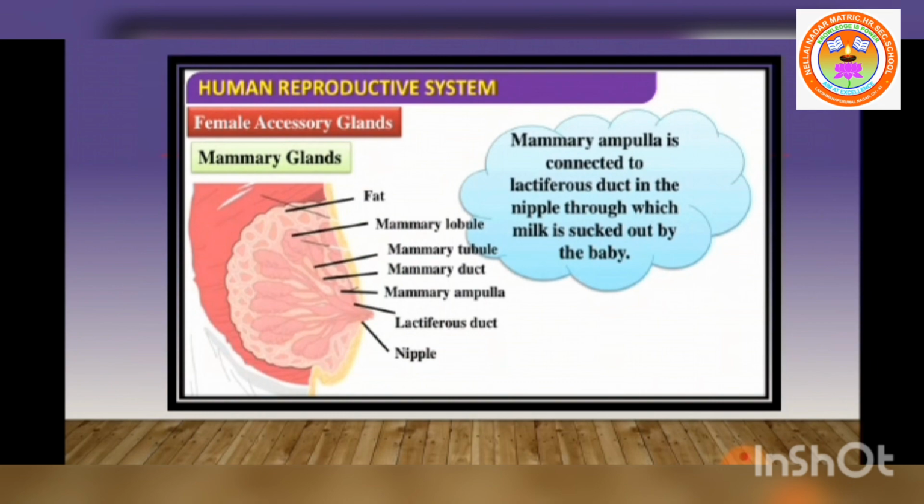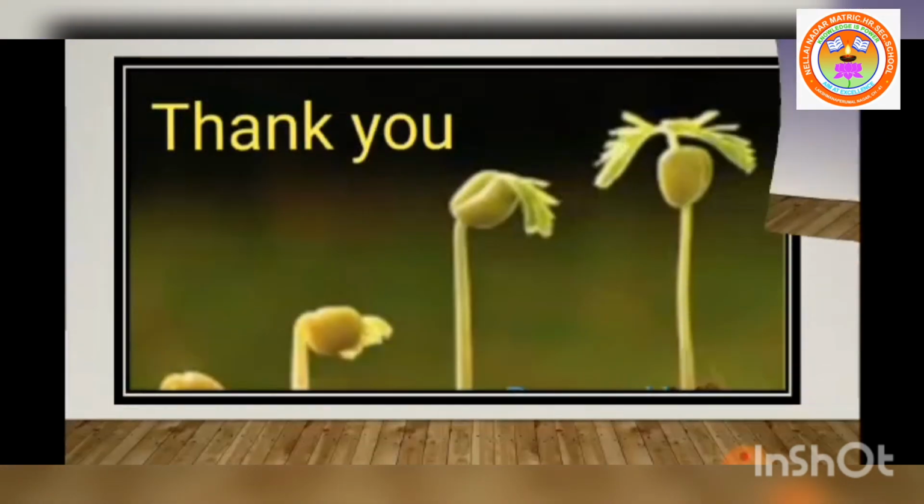So the mammary gland is one of the female accessory glands. Today we discussed the accessory glands of the female reproductive system: mammary gland, Bartholin's gland, Skene's gland.